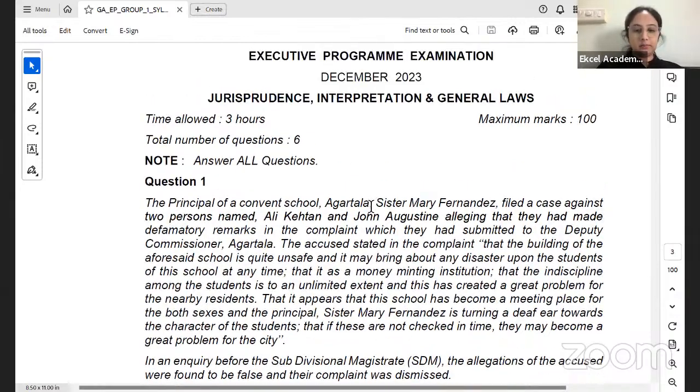So if you see here, I think you can see the screen which I'm sharing. Here it says, we know that the maximum marks is 100 and you have 3 hours time and the number of questions is 6. You have to answer all the questions. See, internally you have the choice. So question number 4 and question number 6, you have choice.